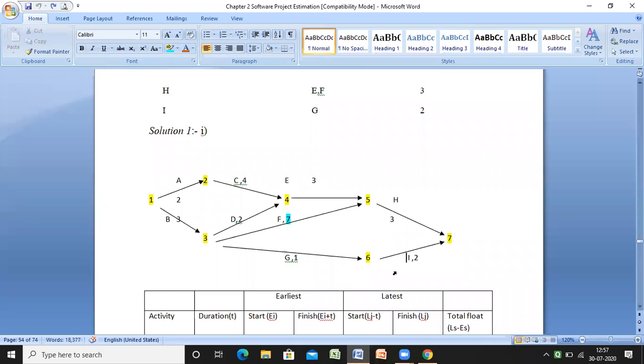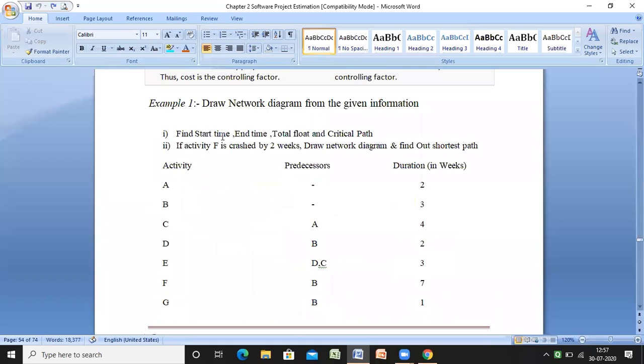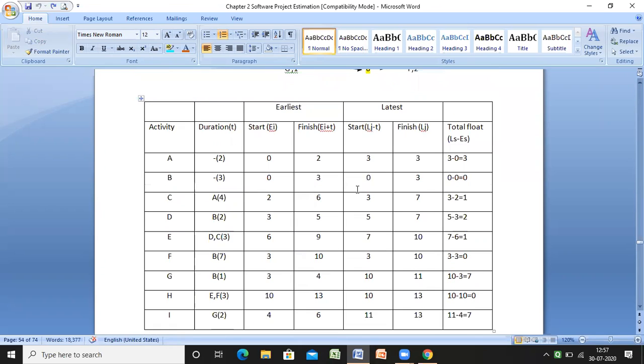So in this way I can find the start time, ending time, total float and critical path. We have to give this kind of table over here. Again, the activities to be carried out, just like activity A, which has a predecessor of dash, and the duration is 2.